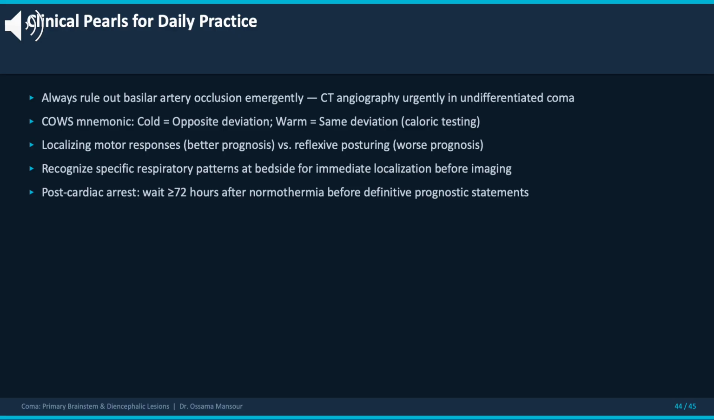Fifth, learn to recognize specific respiratory patterns at the bedside, as they provide immediate clues to the anatomical level of lesion localization even before imaging is obtained. Finally, in post-cardiac arrest patients, resist the pressure to prognosticate definitively too early in the course. Current guidelines recommend waiting at least 72 hours after return of normothermia, and longer if targeted temperature management was used, before making definitive prognostic statements.